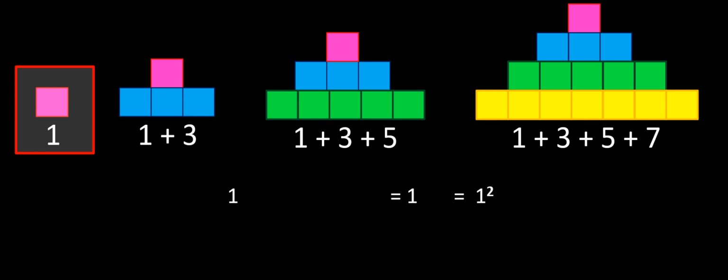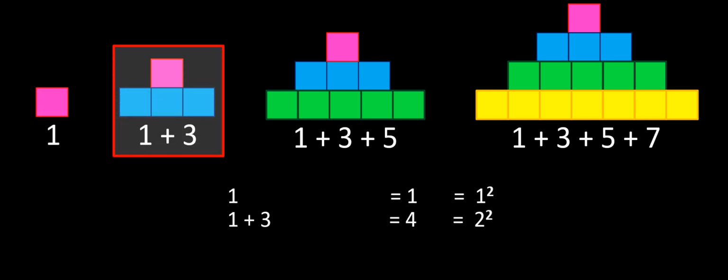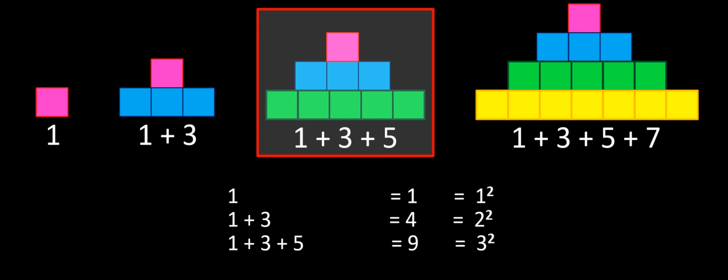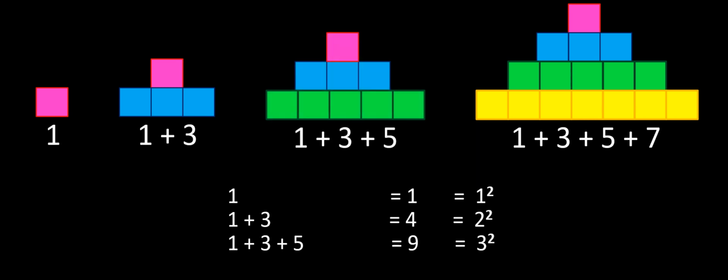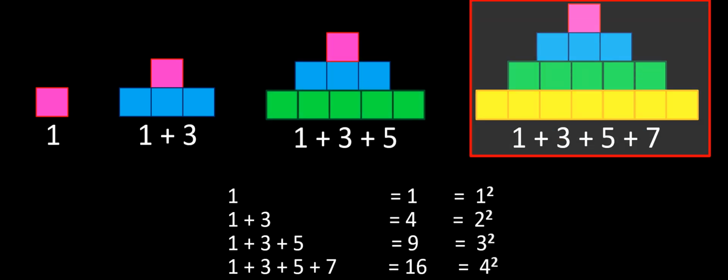We know that 1 is equal to 1 square. 1 plus 3 is equal to 4, which can also be written as 2 square. 1 plus 3 plus 5, which is equal to 9, can also be written as 3 square. And 1 plus 3 plus 5 plus 7 is equal to 16, which can also be written as 4 square. Here we observe that the sum of n consecutive odd numbers is equal to n square.